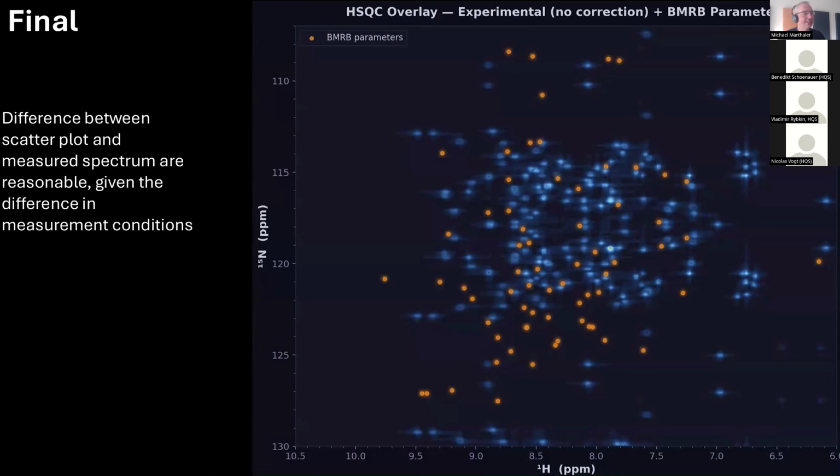And at the end, this is where we end up with the BMRB data on top of the measured spectra. We can see that there's still an offset, of course. The measured data contains a lot of additional features, but up to the point where we would expect a similarity, given the difference in the solvent, we have achieved comparability.